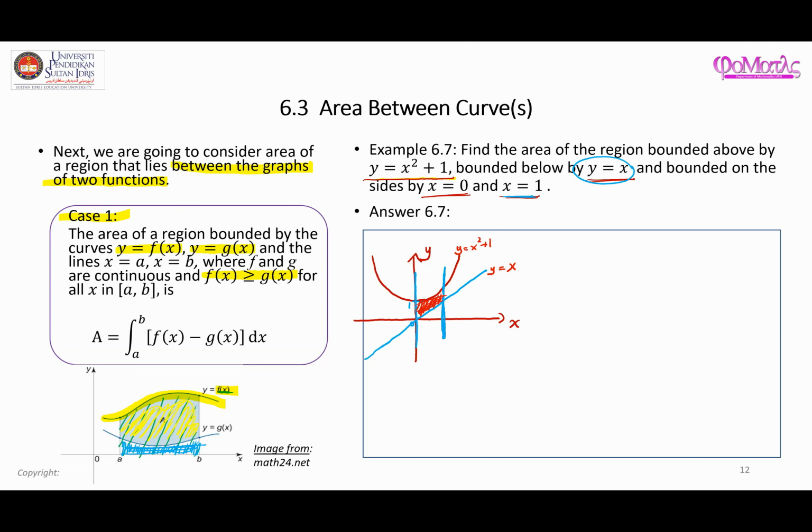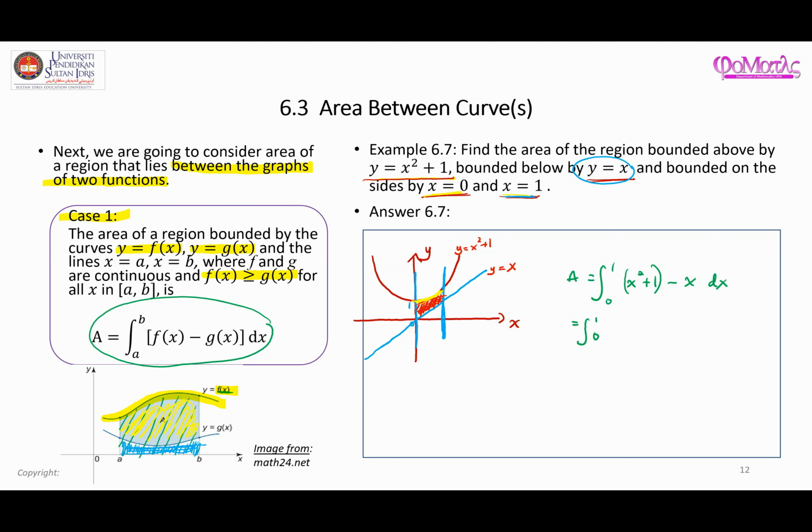You can see clearly that for this region from 0 until 1, this curve is always greater than this one. So in order to find the area, we can apply the formula. This one is going to be your f(x), and this one is going to be your g(x). The area is the integral from 0 until 1 of f(x), which is x squared plus 1, minus g(x), which is x.